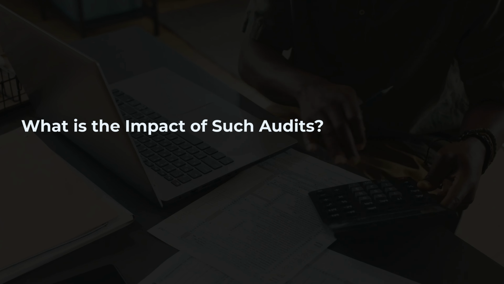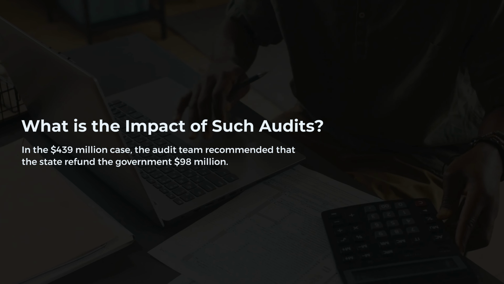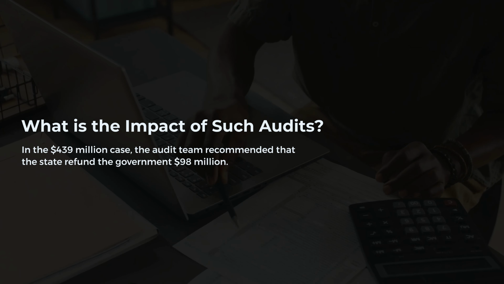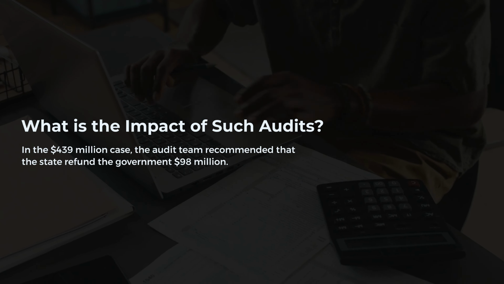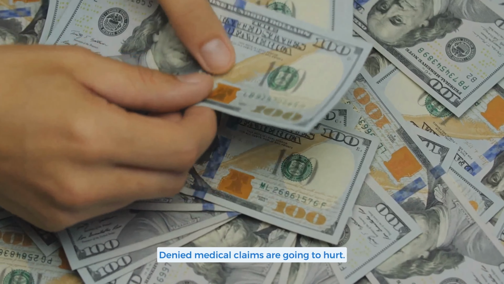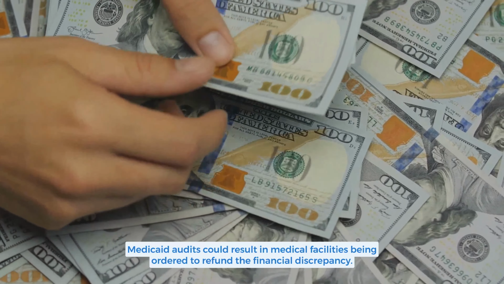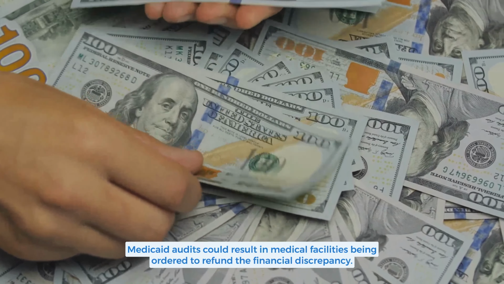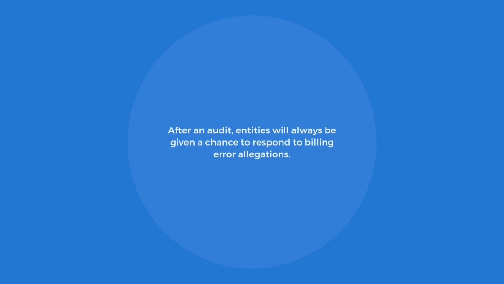What is the impact of such audits? In the $439 million case, the audit team recommended that the state refund the government $98 million. Denied medical claims are going to hurt. Medicaid audits could result in medical facilities being ordered to refund the financial discrepancy. After an audit, entities will always be given a chance to respond to billing error allegations.